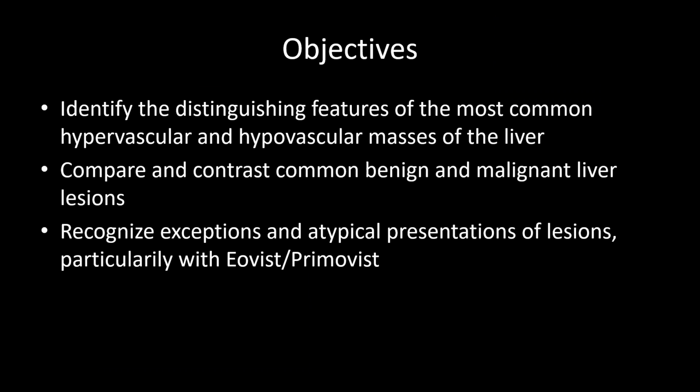Again, this 3-part screencast has learning objectives, where at the end you should be able to distinguish the most common hyper and hypovascular masses, compare and contrast common benign and malignant masses, and then recognize some of the exceptions and atypical presentations of masses in the liver.